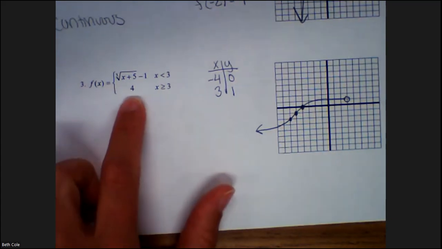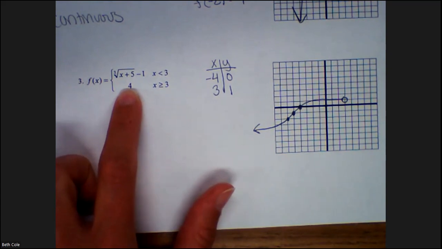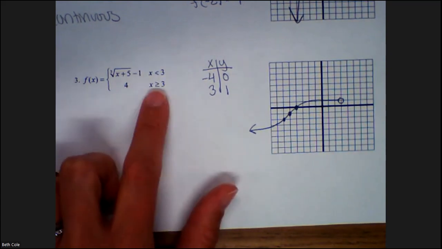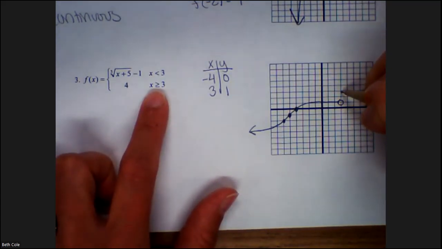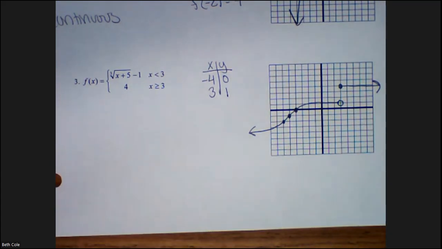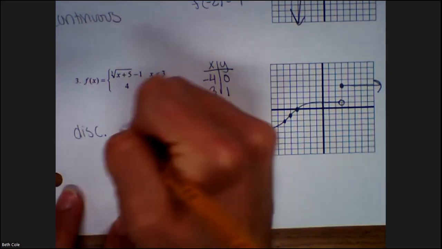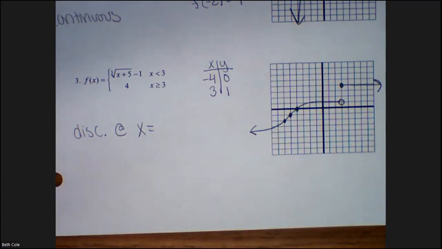What kind of function is this? Constant, it's going to be a horizontal line at 4. You're just going to start it at 3 with a closed circle. Looks like a clock hand, sort of. Continuous or discontinuous? Right, so we're going to say discontinuous. You can abbreviate. At x equals, you should say where the location is. Discontinuous at x equals 3.